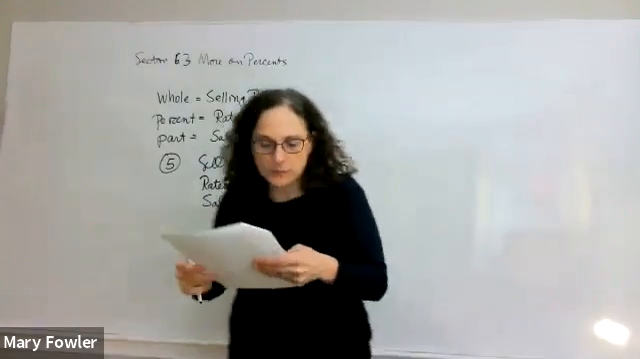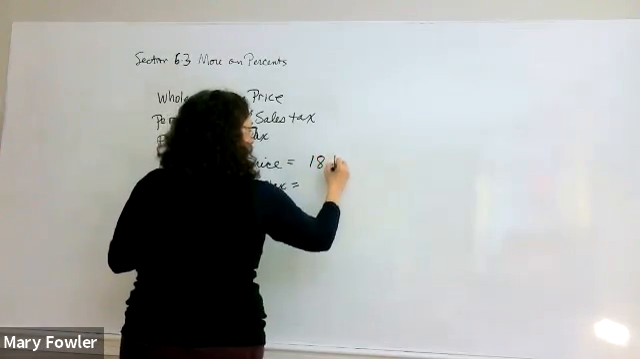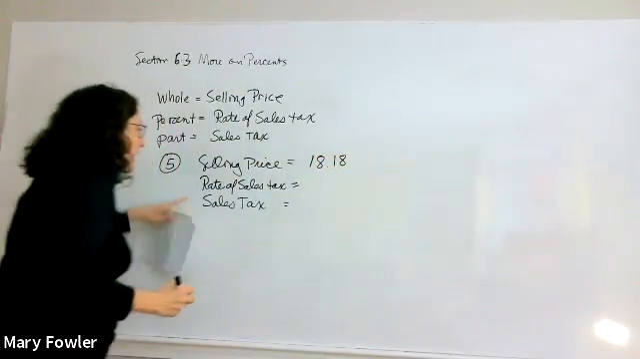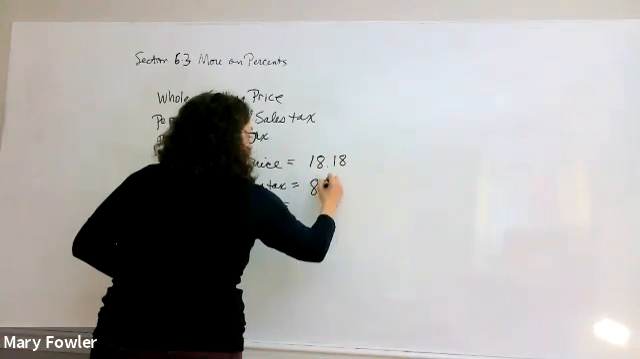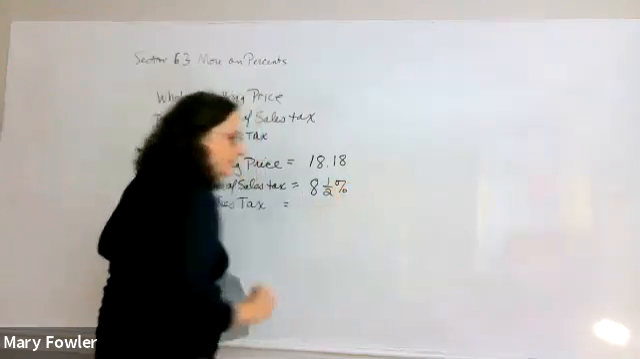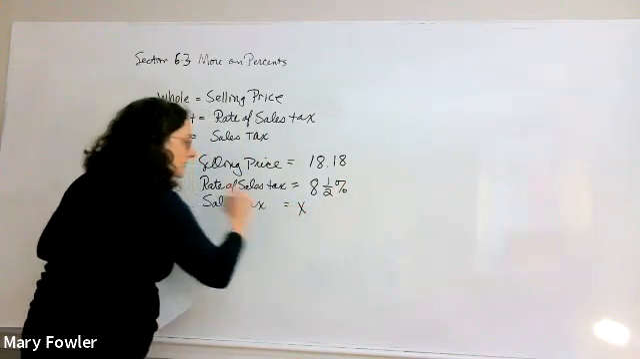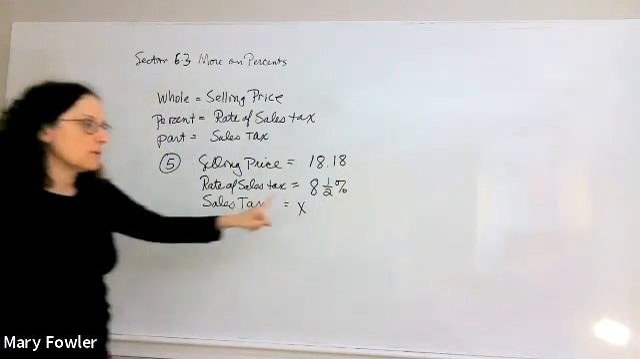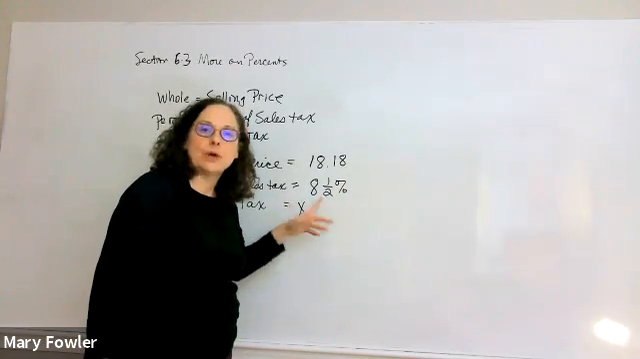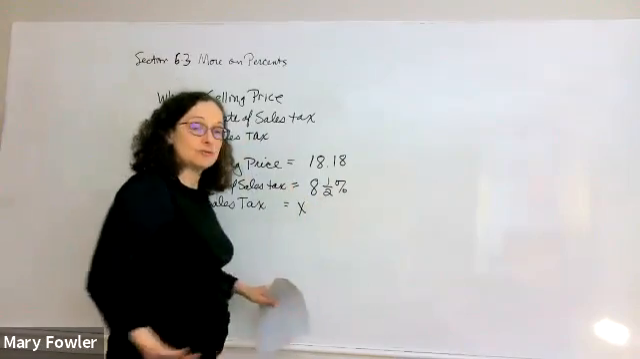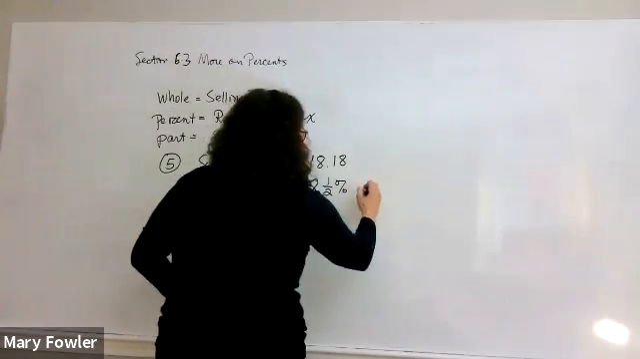So in problem 5, we are told that the selling price of an item is $18.18. And we are asked for the rate of sales tax. And I'm sorry, we're given the rate as 8.5%. And then we are asked to find what the sales tax is. So that's our unknown. So the first thing we want to do is we want to convert this to a decimal number. You could also convert it to a fraction number, but I'm going to work today using the decimal equivalent.